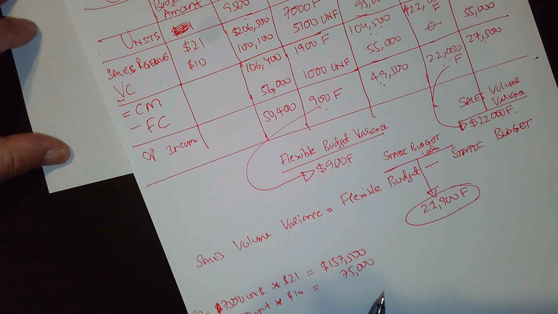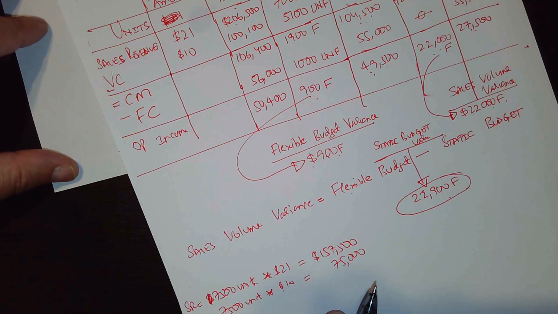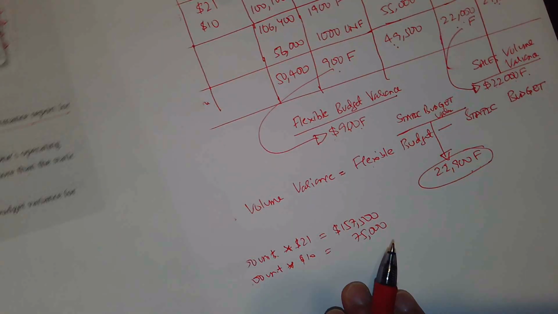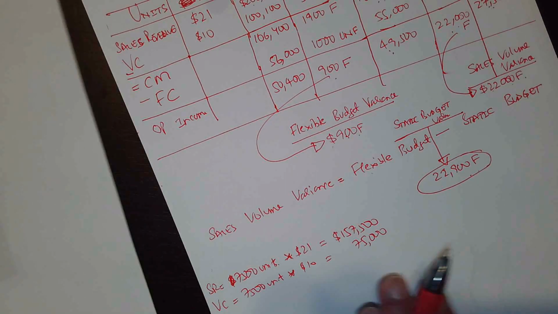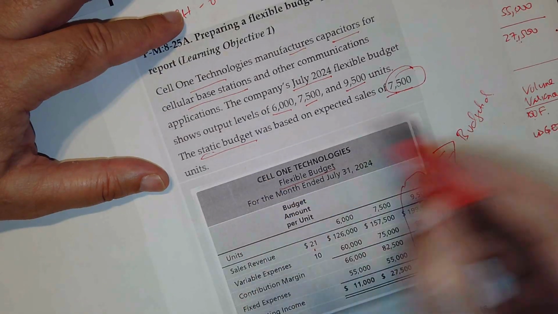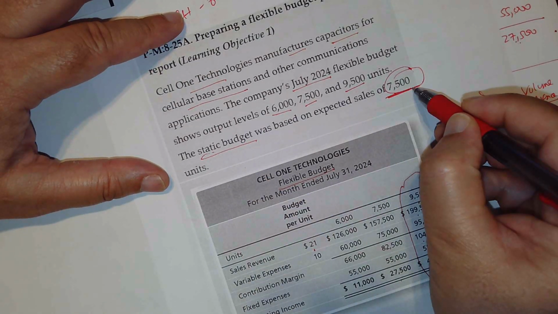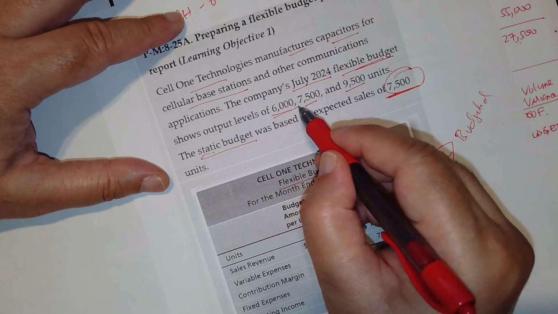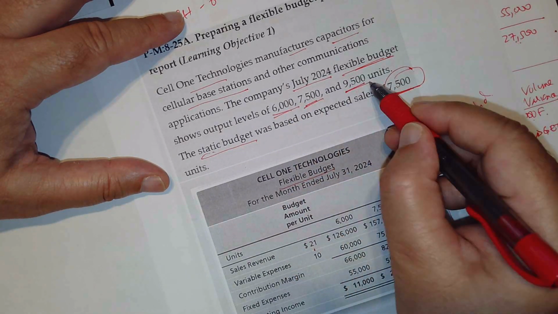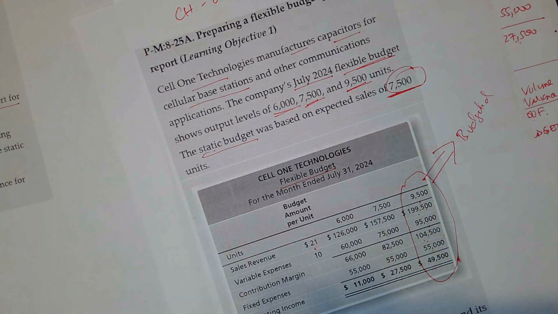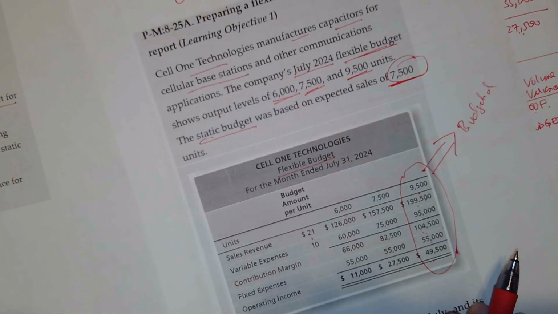Now we're going to look for 2,000 more units. So according to this question, our static budget was for 7,500 units, sorry. And our flexible budget has three scenarios: 6,000, 7,500, and 9,500. And we compare these.